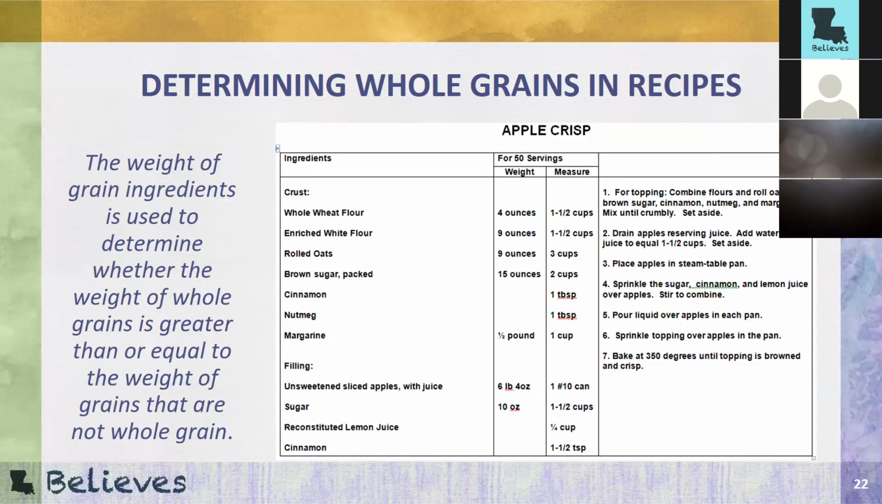So in this recipe for an apple crisp, the weight of the grain ingredient is used to determine whether the weight of whole grain is greater than or equal to the weight of the grain that's not whole grain. So this recipe has 4 ounces of whole wheat flour, 9 ounces of enriched flour, but it also contains 9 ounces of rolled oats, which is also a whole grain. So the combination of the whole wheat flour and the rolled oats is equal to 13 ounces and is greater than the 9 ounces of enriched white flour. So this product would be whole grain rich.